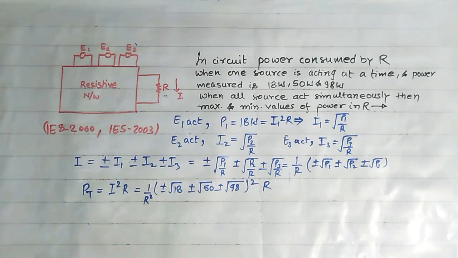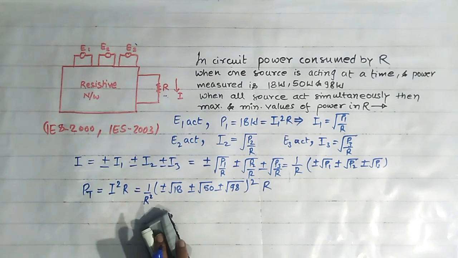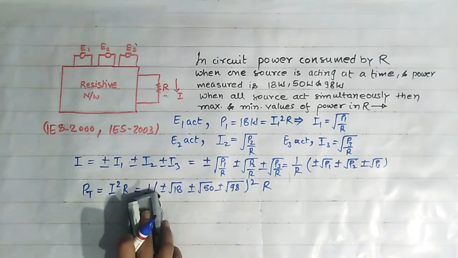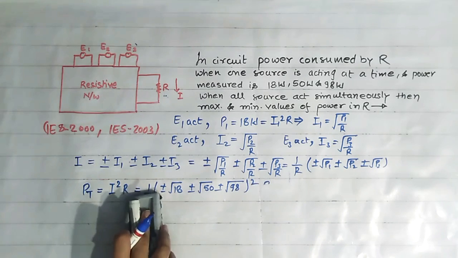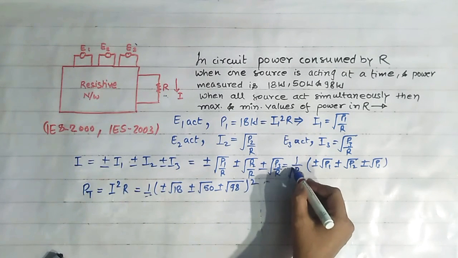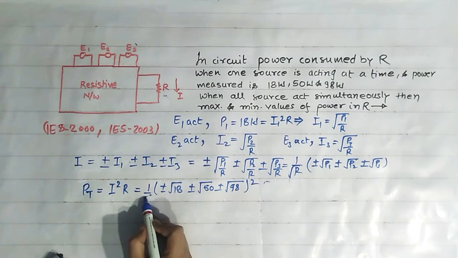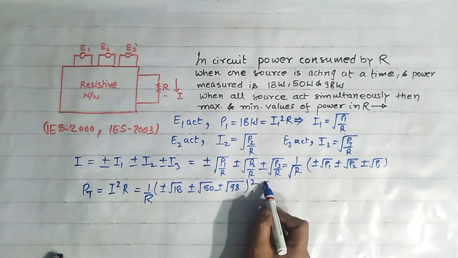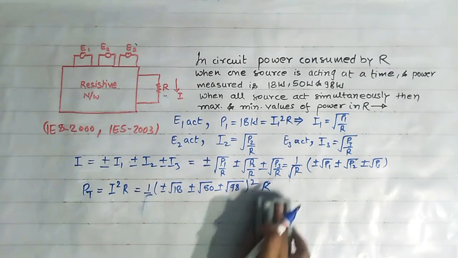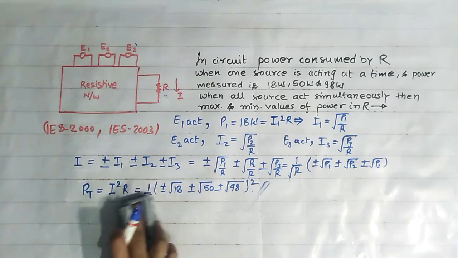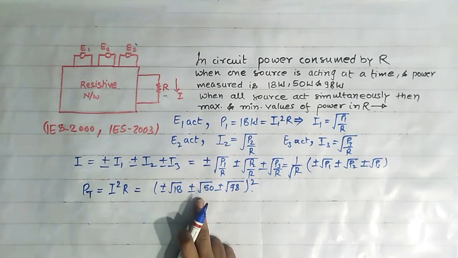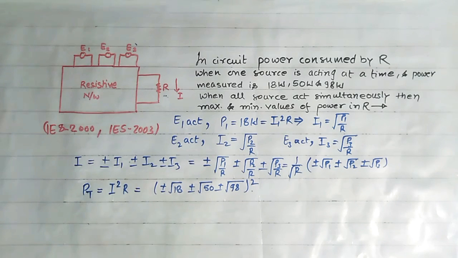Now what is maximum power? See, here this R will cancel out. This R and R will cancel out, so we will get only this, because this is root R. When we square this we get R, and this is R, so R and R will cancel out. So total power P is simply equal to root 18 plus minus root 50 plus minus root 98.